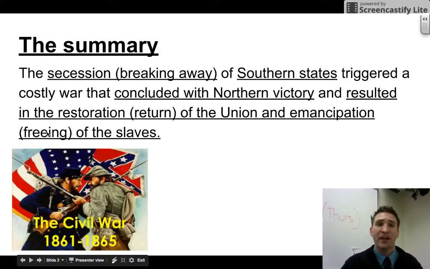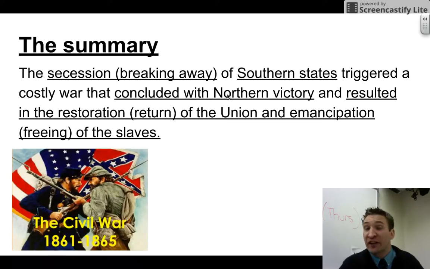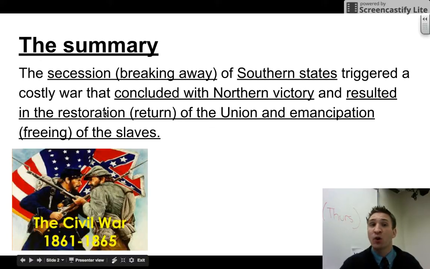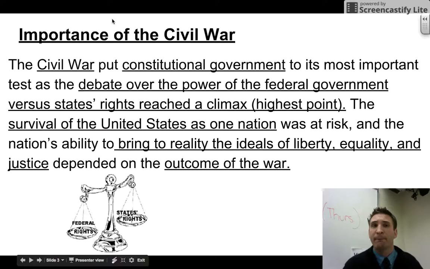The summary: the Civil War is from 1861 until 1865. The secession, meaning breaking away, of southern states triggered a costly war that concluded with Northern victory, thank goodness, and resulted in the restoration, or return, of the Union and emancipation, meaning freeing, of the slaves. That's the summary of the Civil War.